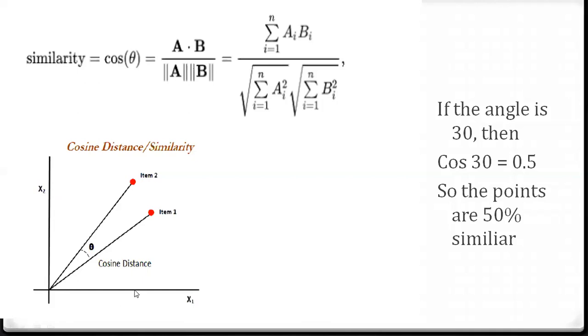And imagine you have two points here, a point here as well as here on the x-axis. Your angle becomes 0, right? So cos 0 is 1, which means the similarity is 100%. Those points are completely similar to each other because they lie in the same plane, right?